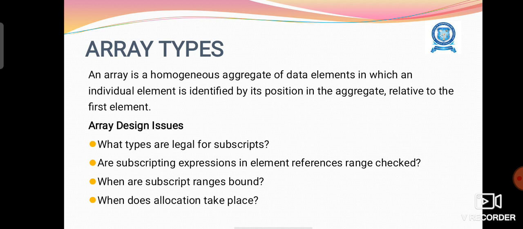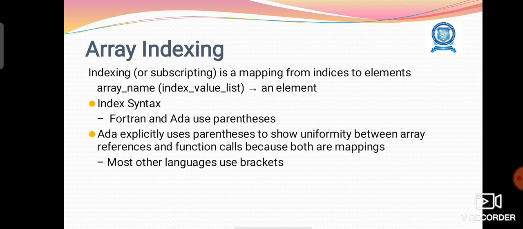Array. An array is a homogeneous aggregate of data elements in which an individual element is identified by its position in the aggregate, relative to the first element. So the index value will be used to recognize the individual element of the array. This is called array indexing. Index is otherwise called position.